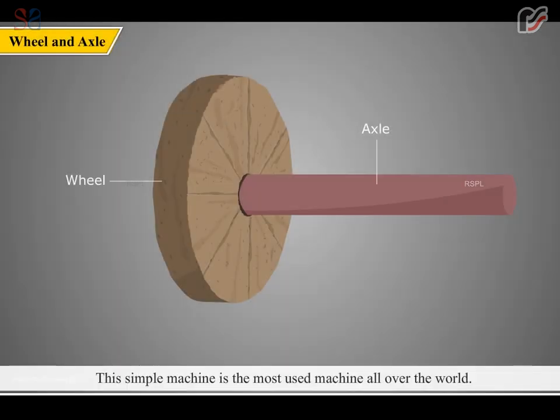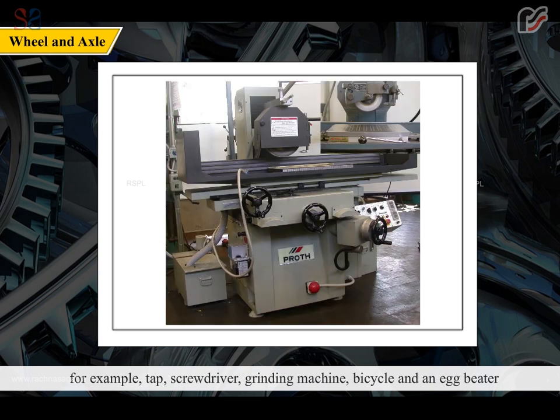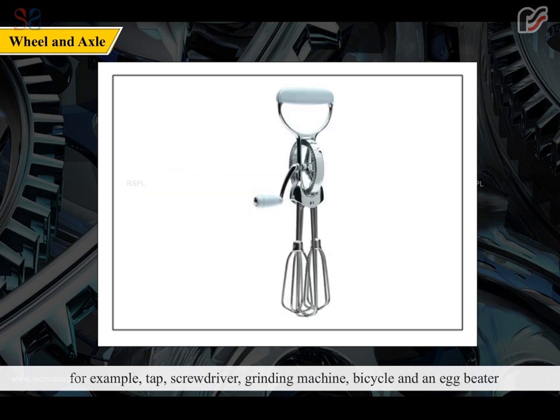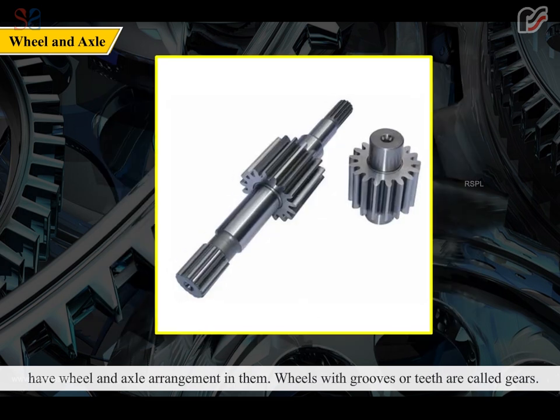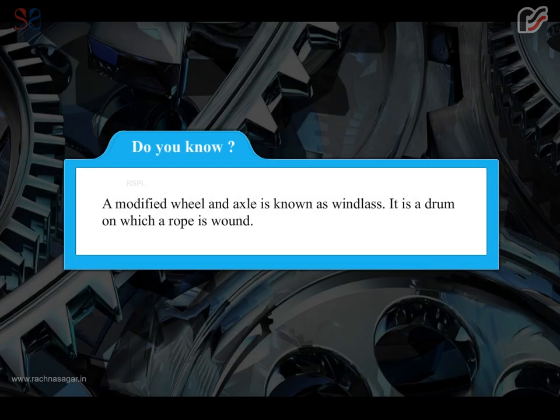Wheel and axle. This simple machine is the most used machine all over the world. A wheel attached to a rod is called wheel and axle arrangement. For example, tap, screwdriver, grinding machine, bicycle, and an egg beater have wheel and axle arrangement in them. Wheels with grooves or teeth are called gears. Do you know? A modified wheel and axle is known as windlass. It is a drum on which a rope is wound.